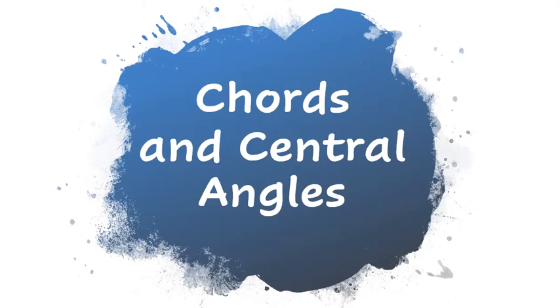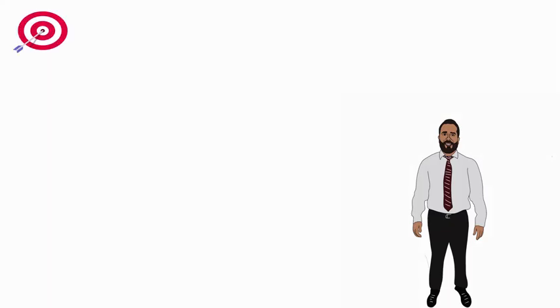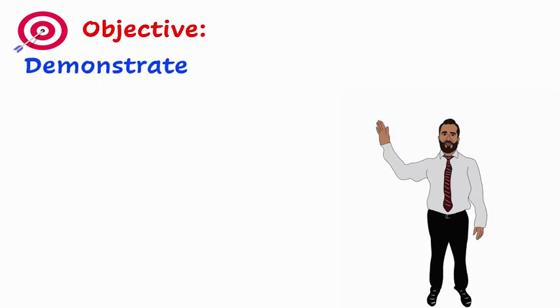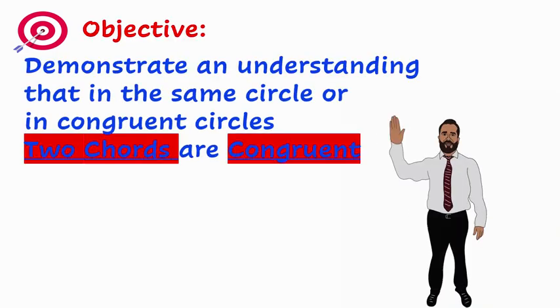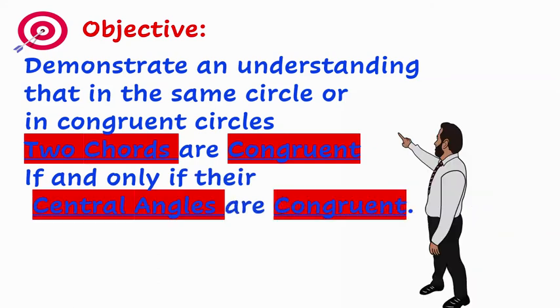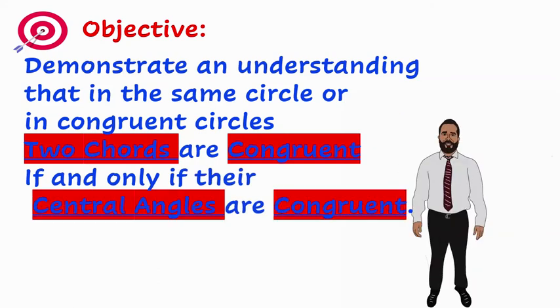Today we will talk about chords and central angles. Our objective is to demonstrate an understanding that in the same circle or in congruent circles, two chords are congruent if and only if their central angles are congruent.